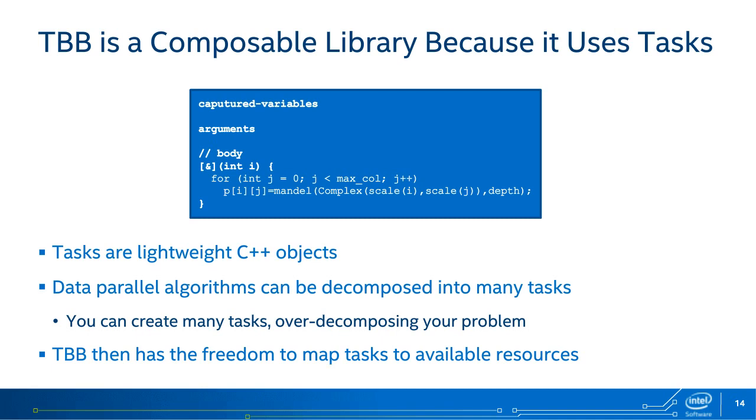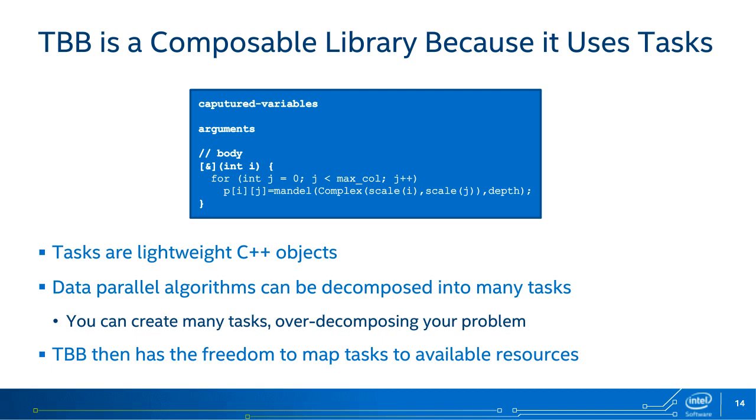First is because it uses tasks. So tasks are lightweight C++ objects. Typically, we're not creating these directly. We're just expressing a loop that has a body using one of our parallel algorithms. But underneath it, TBB is creating a task. And what it's doing is it's creating a C++ object that represents a piece of work to do in parallel. And so these might be things like it captures the variables that it needs. It has the arguments, and it has your lambda expression. That could be considered a TBB task.